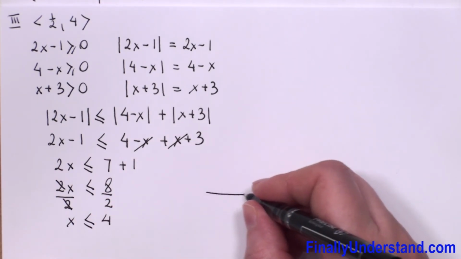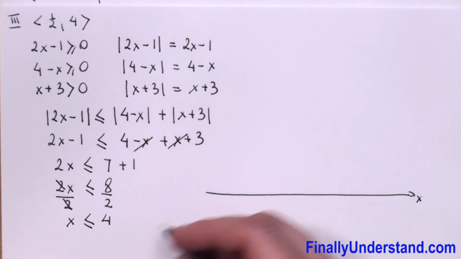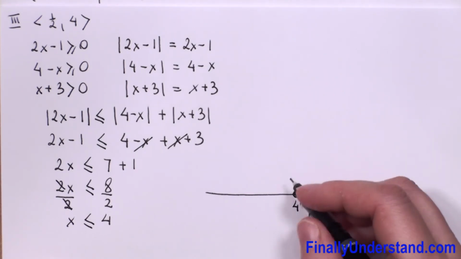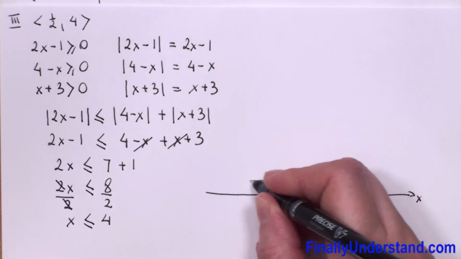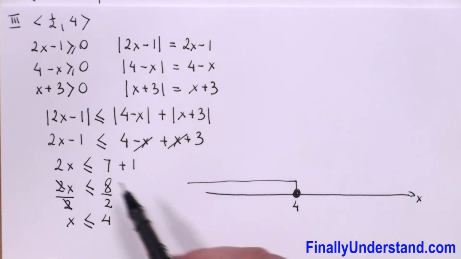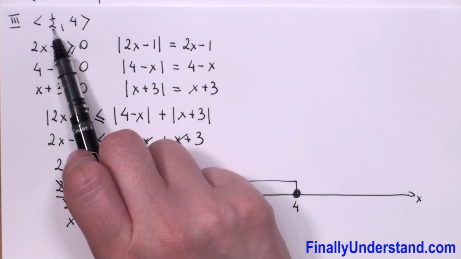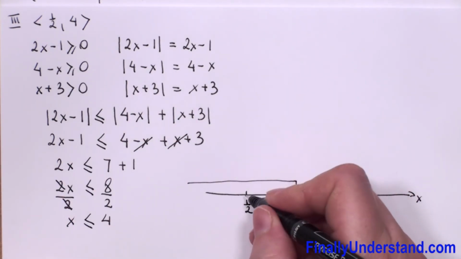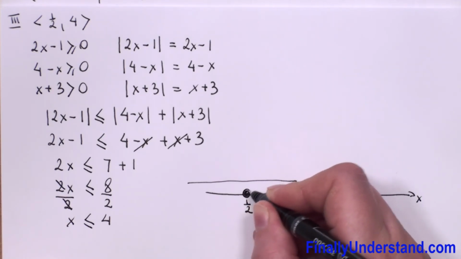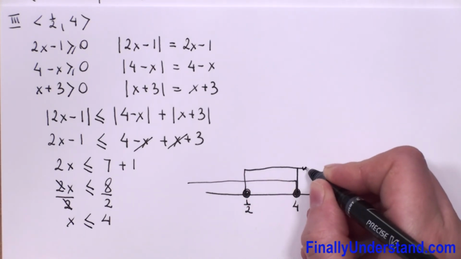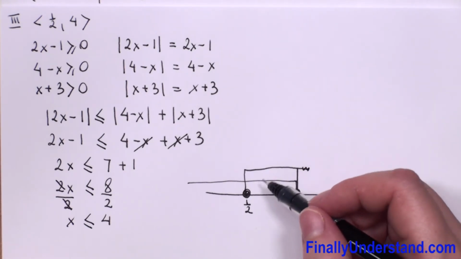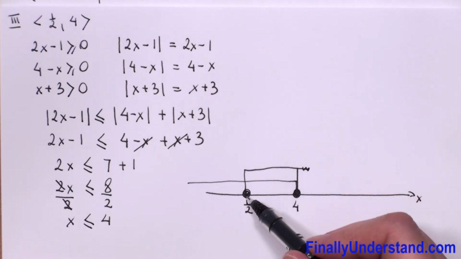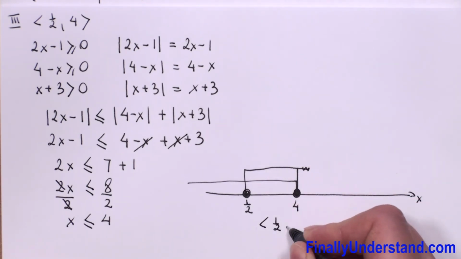Now we have to draw number line. We have 4. 4 is included. Values less are on the left side of 4. And now we have to also include our domain. It was from 1/2. 1/2 is less than 4. We have interval closed on 1/2 to 4. So we see our solution will be in interval from 1/2 to 4.